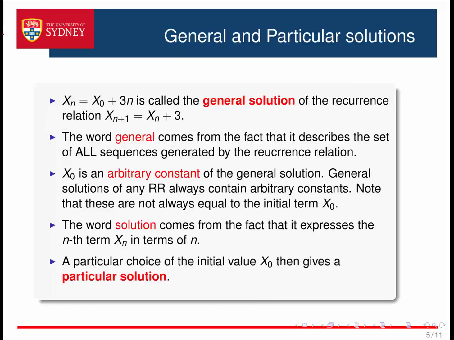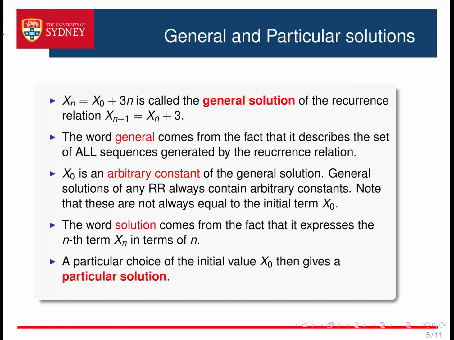We have seen that the recurrence relation xn plus 1 is equal to xn plus 3, which has the general solution xn is equal to x0 plus 3n, can generate an infinite number of arithmetic progressions, depending on the arbitrary constant x0, which, for this recurrence relation, represents the starting value of the sequence.